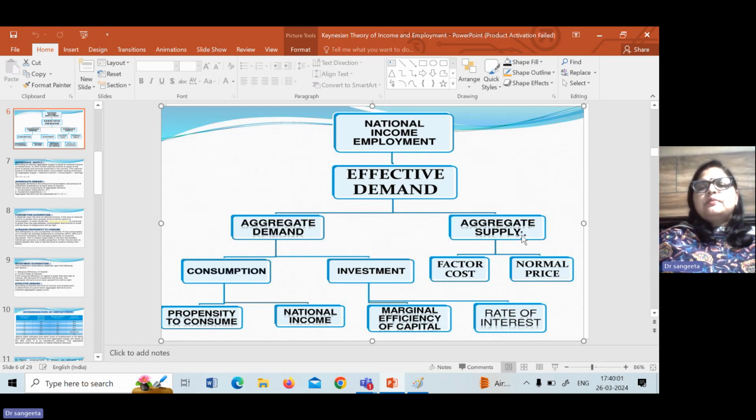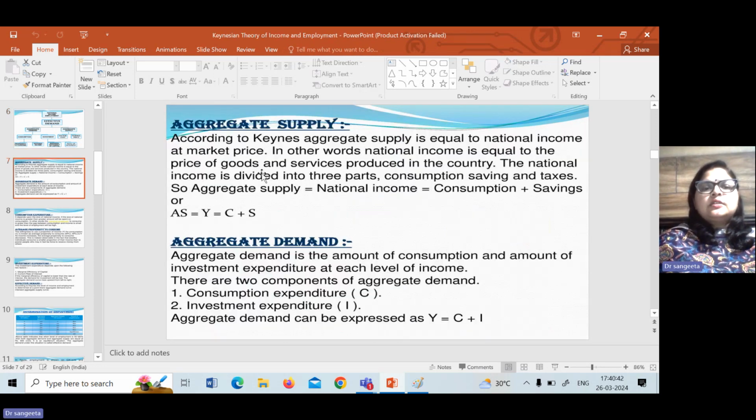And here aggregate supply depends upon the factor cost. Factor cost means the factor variables of production, like rent. We pay rent for our land, when we use land for machinery or plant. We pay wages to the labor, profit to the entrepreneur, and interest to the capital. That is all factor cost. And the normal price of goods and services that exist in the economy. So here is aggregate supply.